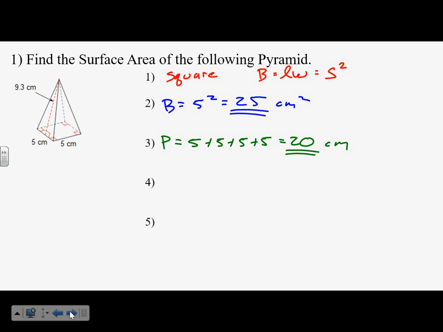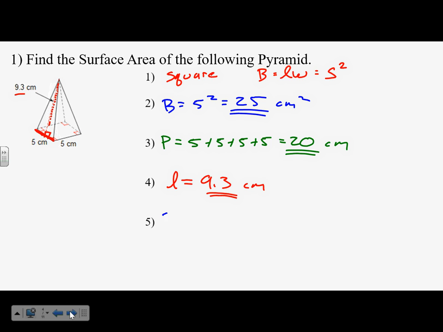Now, step 4 is the slant height. Again, if you look at the 9.3, that is the slant height. They give it to us, and it's because it's perpendicular right here to this side. It's perpendicular to the side, not directly in the center of that. So they give us the slant height. That makes it a lot easier. That's just 9.3 centimeters. Now we plug all those numbers into our formula.